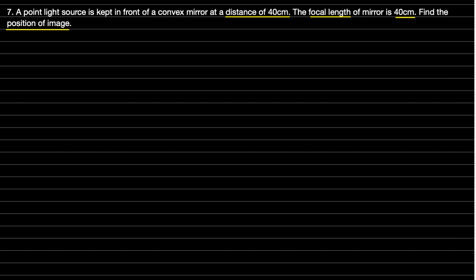So I would write the given data. U is 40 centimeter, but object distance is always negative according to sign convention. So we write it as minus 40 centimeter. Focal length, now it is given as convex mirror. That means focal length will be positive according to sign convention. So F, I would take it as plus 40 centimeter, and we need to find position of the image. That means we need to find the value of V.